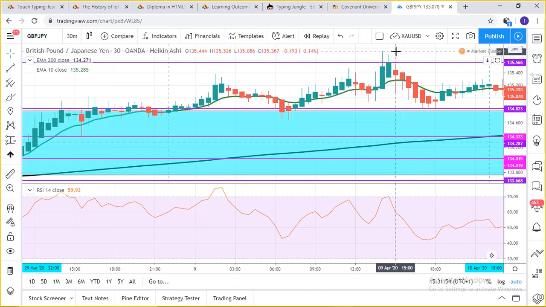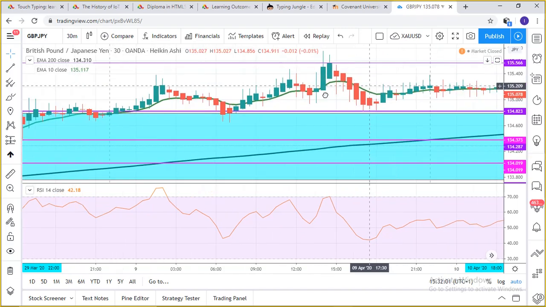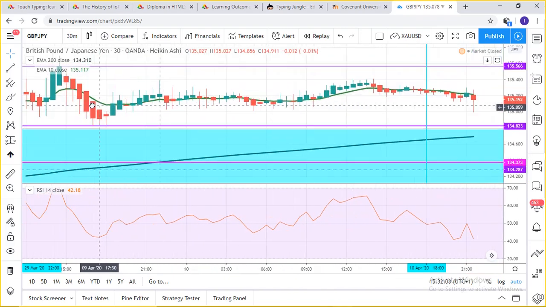So the price made it up here. It didn't come back for some time now. This was on the 9. And it came back again. See, the price hasn't gone back there.